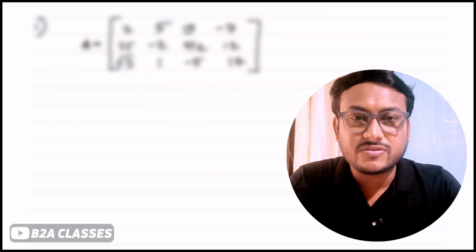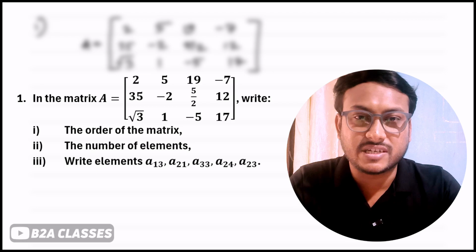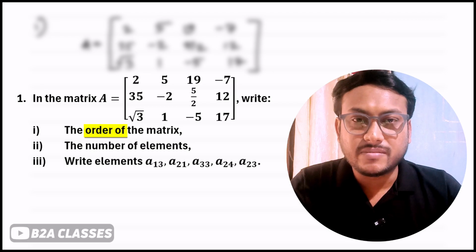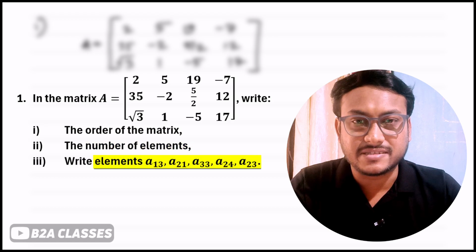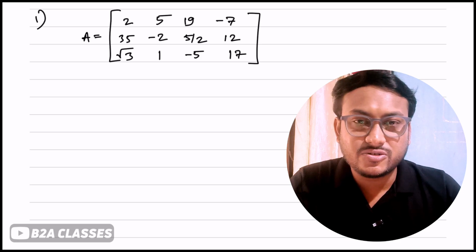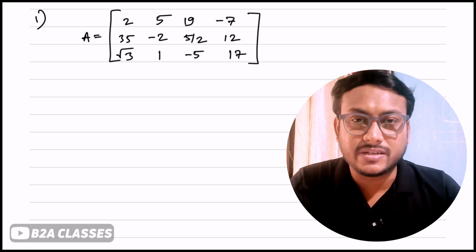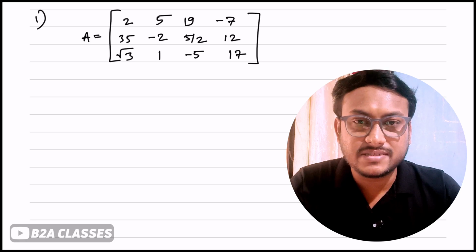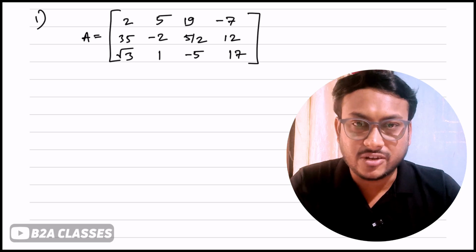So the first question we will solve in this video is displayed on the screen. In the question, a matrix is given and we have to write order of the matrix, number of elements in the matrix, and we have to find some elements. So first we have to write order of the matrix. To write order of the matrix, you should know how many rows and how many columns are there in the matrix. So what is row? Row is the horizontal line of elements and column is the vertical line of elements.